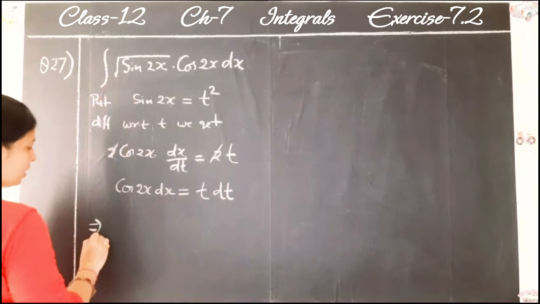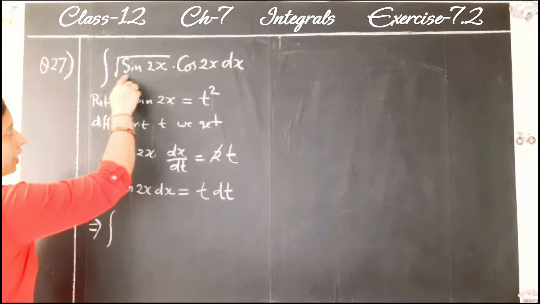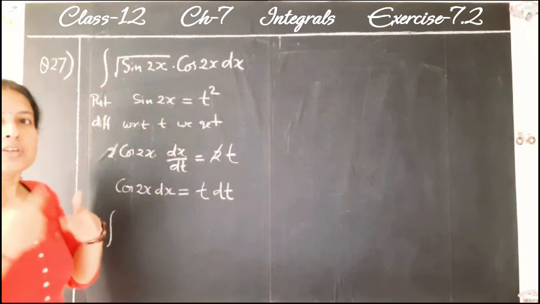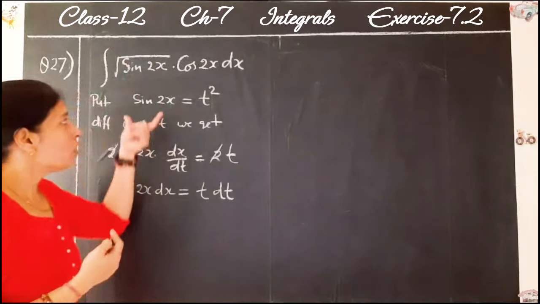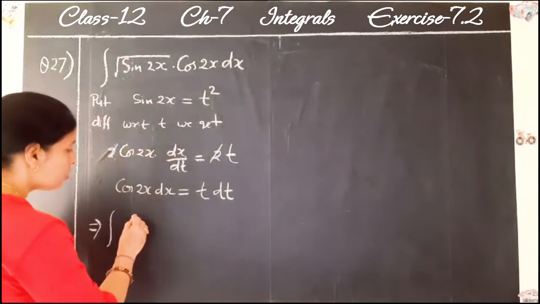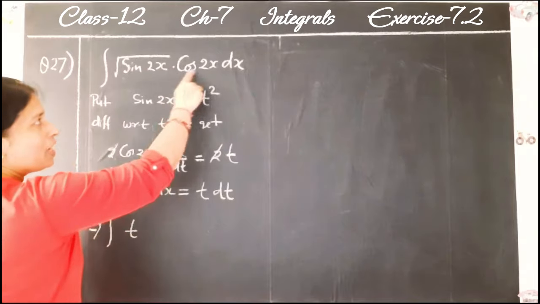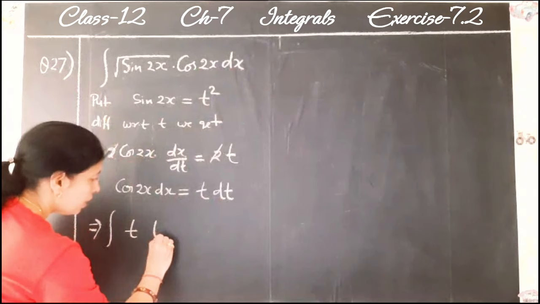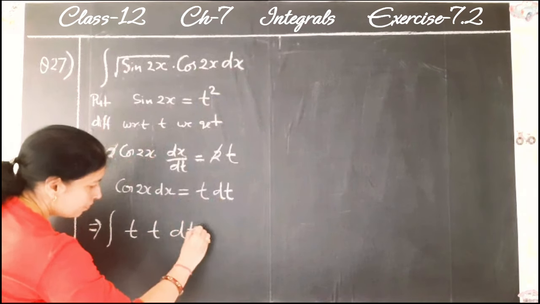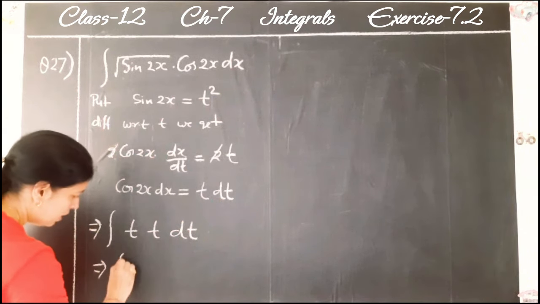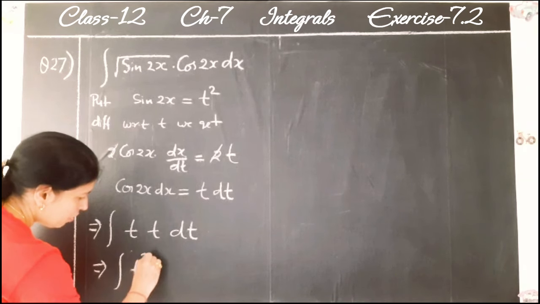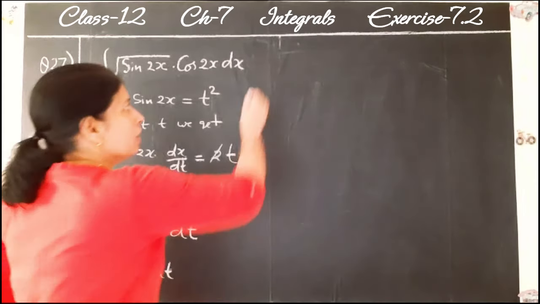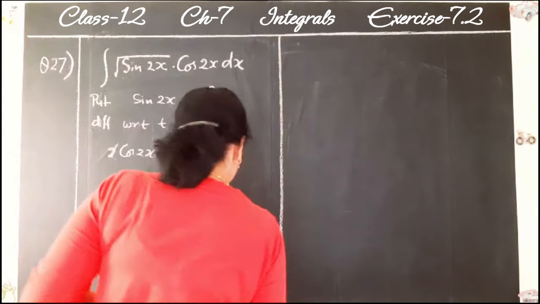Now we can write our integral as integral. Here it is given square root sin 2x and sin 2x is equal to t square. So square root of sin 2x will be t. So write here t. And in place of cos 2x dx, we can write t dt. Now we can write t into t, t square dt. This one is in standard form, x to the power n form.